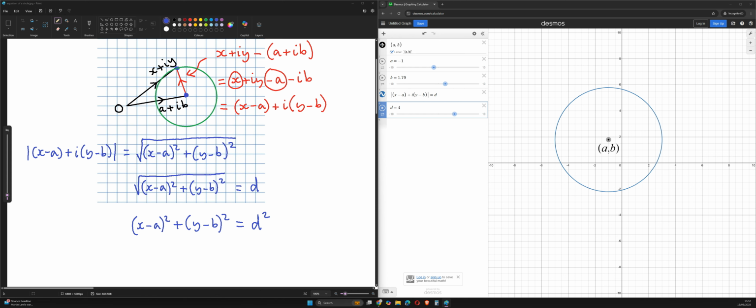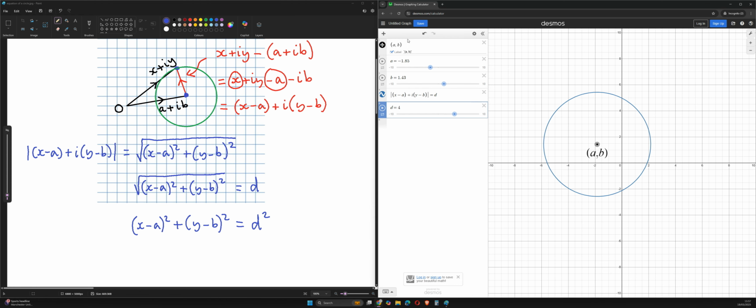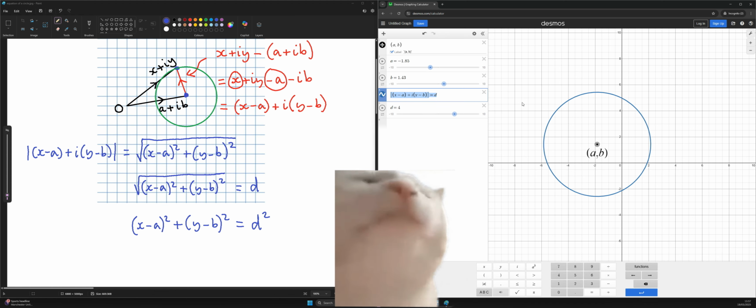I hope I've explained this concept clearly. If you want to try out drawing this circle, you can do so on Desmos. Just use the equations you see over here and ensure that you are in complex mode like so. Okay, then this formula over here is going to work.